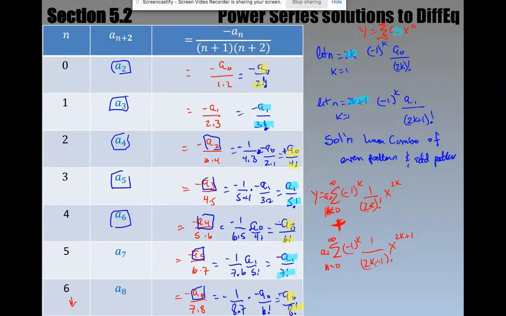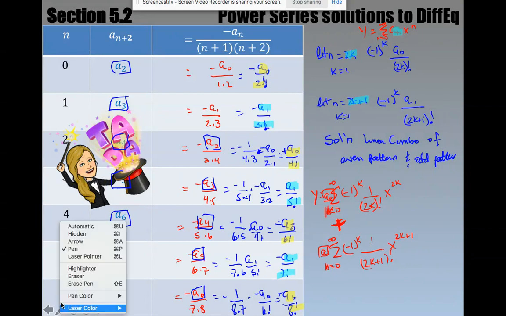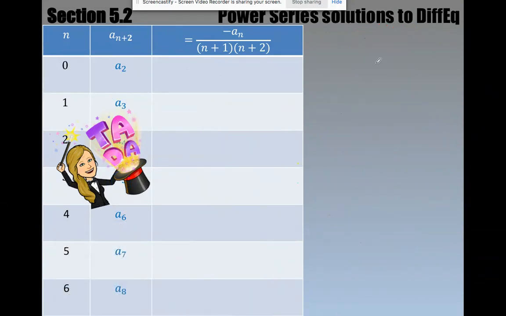Odd powers over odd factorials, signs alternate. Oh my gosh, who is that? Sine and cosine with arbitrary constants in front. What is happening? What is happening? Remember, we started out trying to solve y double prime plus y is equal to 0.